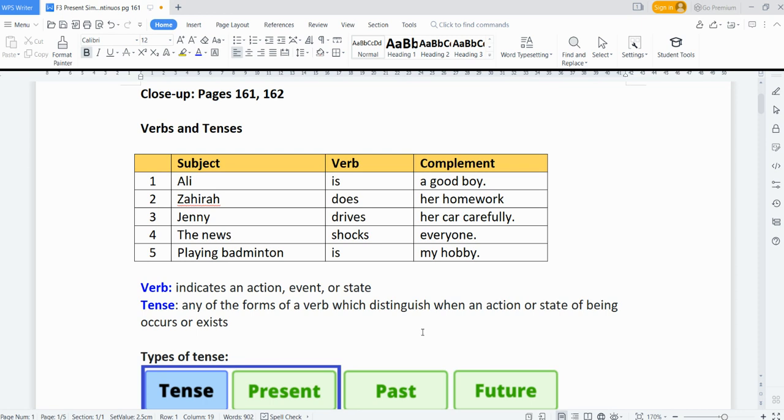Today I'm going to explain to you about verbs and tenses. In English sentences, we have subject and verb. Okay, as you can see on the screen, there are 5 sentences written in English.